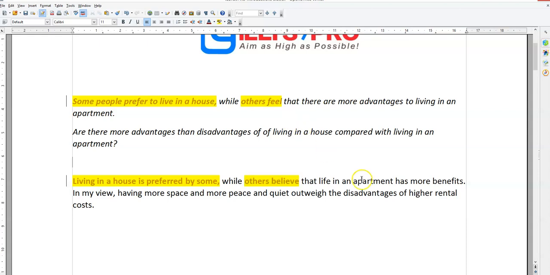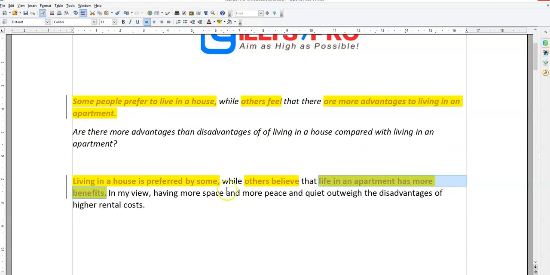So others feel, others believe. More advantages to living in an apartment. Life in an apartment has more benefits. Okay, that's good. Now, how I would approach this essay, I would be looking at the advantages of living in a house compared with an apartment. So I would probably do that in paragraph 2.